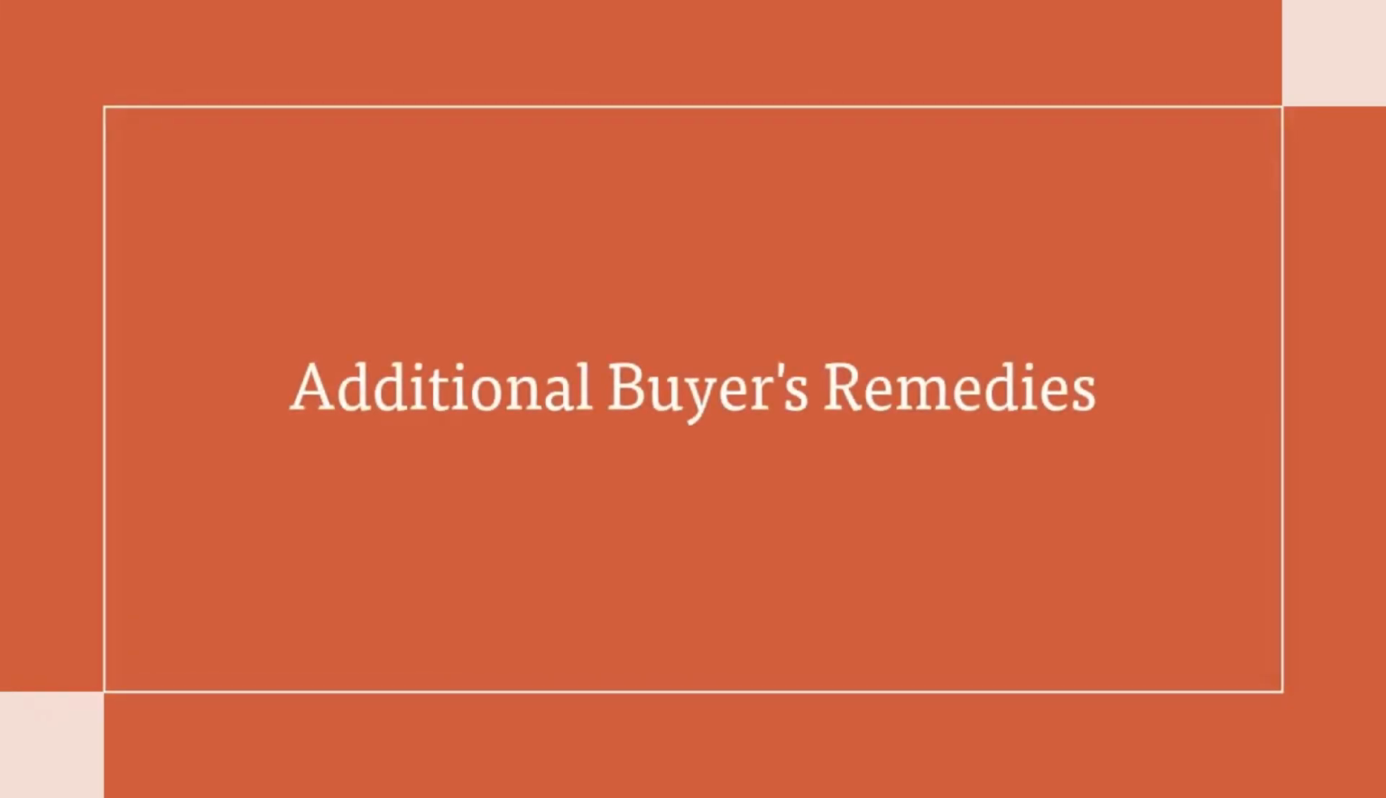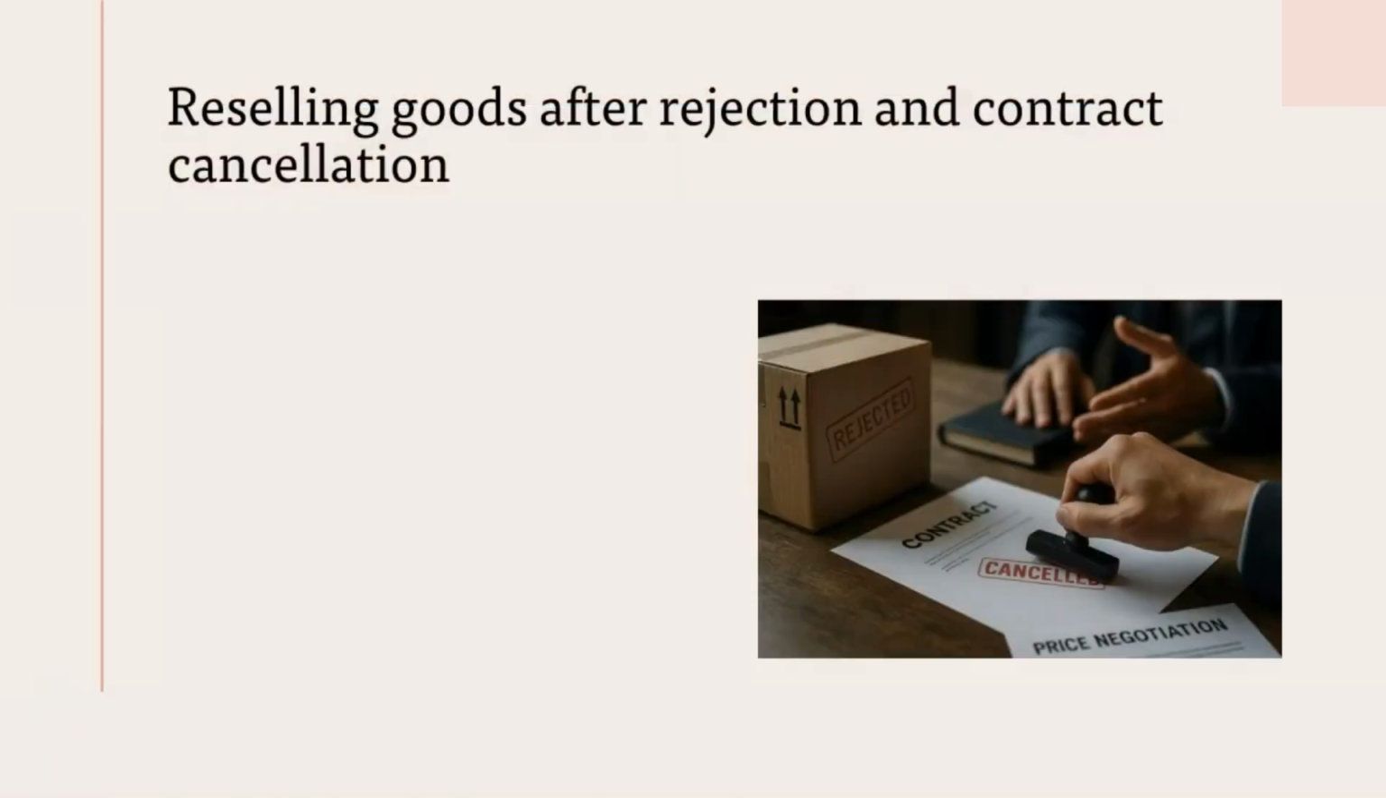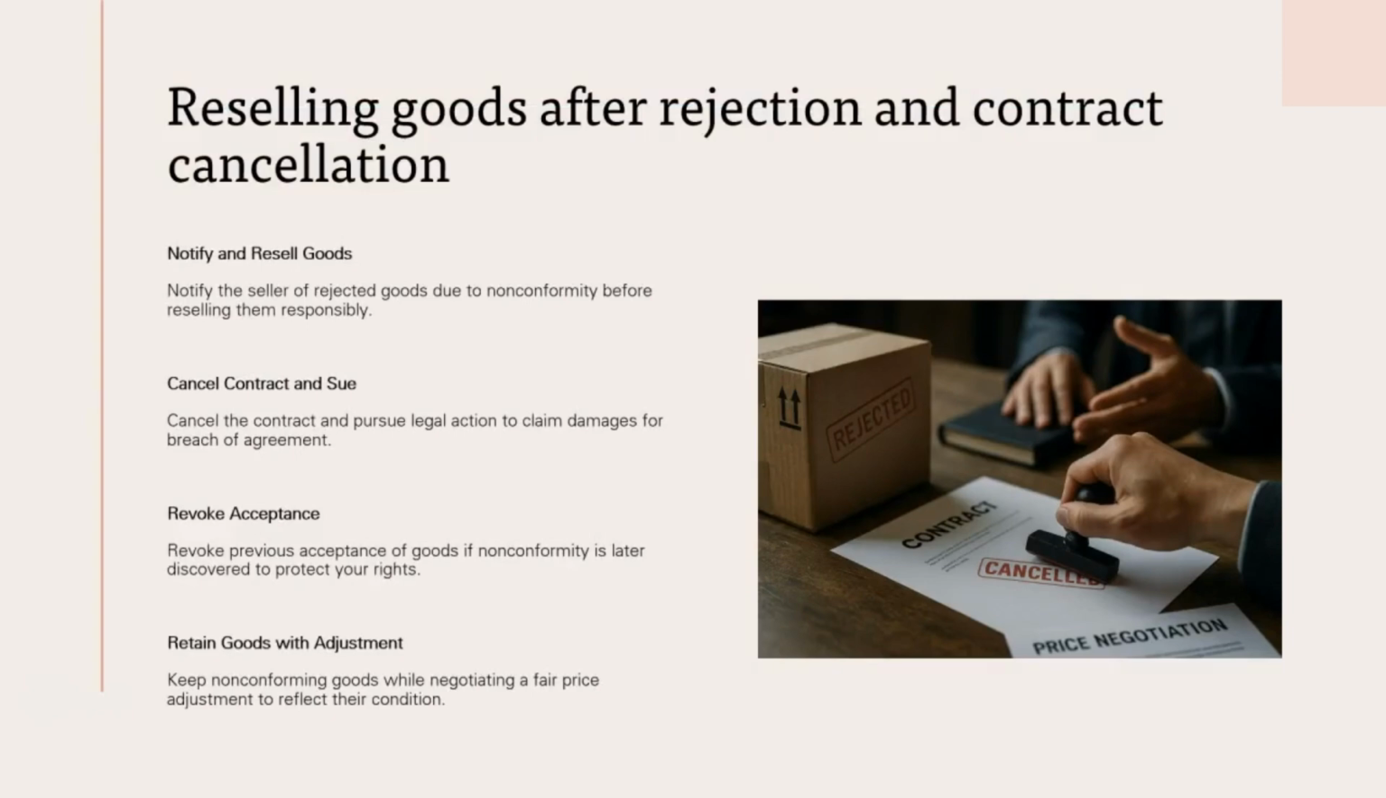Other buyer remedies: reselling the goods after rejection and contract cancellation. Buyers can also resell the goods after notifying the seller they're rejecting them due to nonconformity. What that means is if the seller delivers goods that do not conform to the terms of the contract, the buyer has to notify the seller and let them know that they're rejecting the goods. And if the seller doesn't take them back and provide proper replacements, the buyer can actually resell those goods to try and recuperate some of their losses.